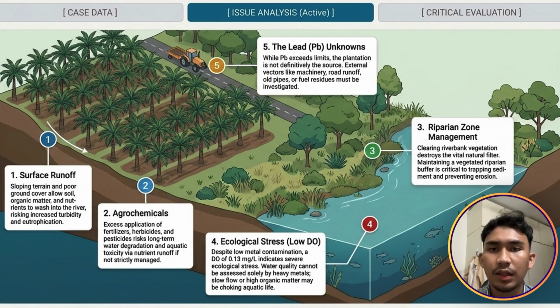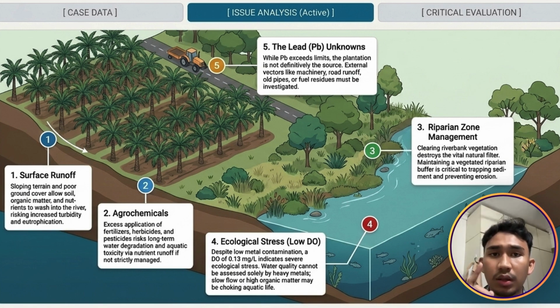Finally, the lead concentration exceeded environmental standards. However, the exact pollution source was not identified. Therefore, further investigation is required to determine whether the contamination originated from agricultural inputs, surrounding land use, or other external sources.